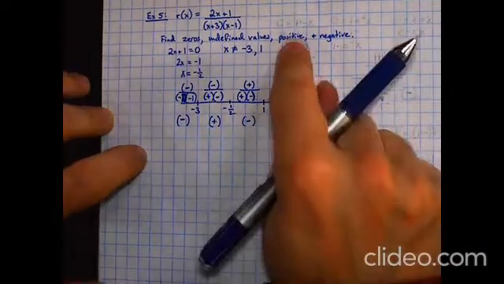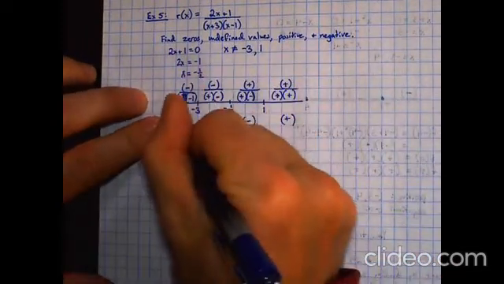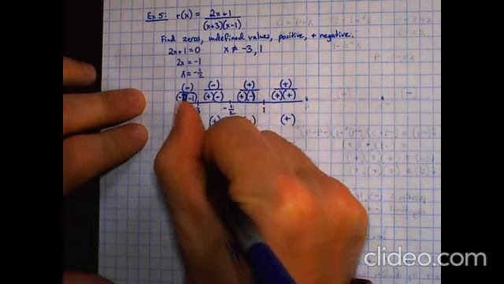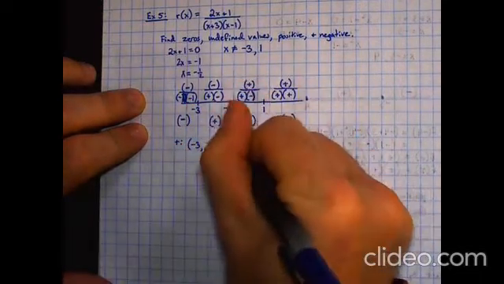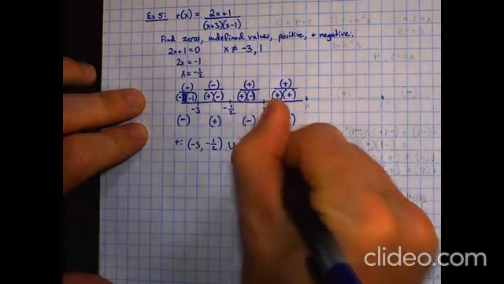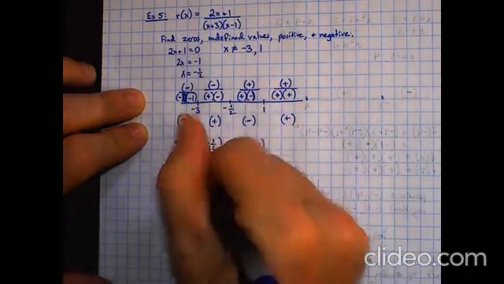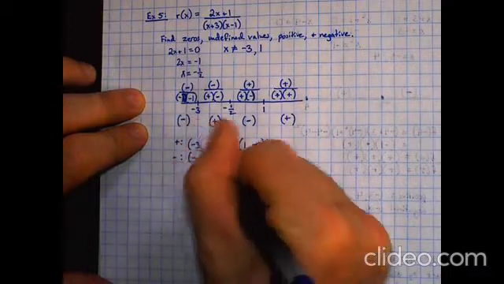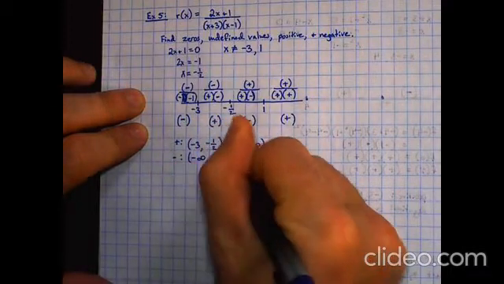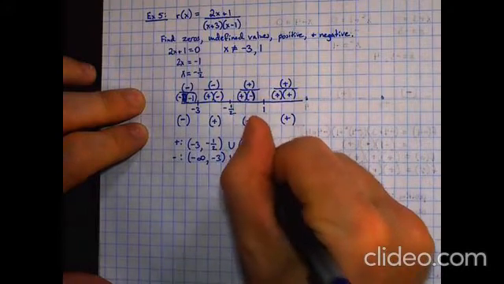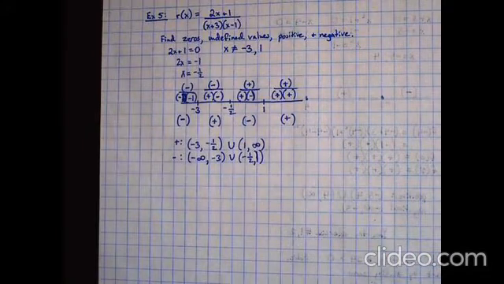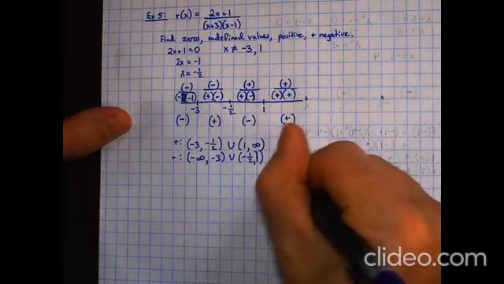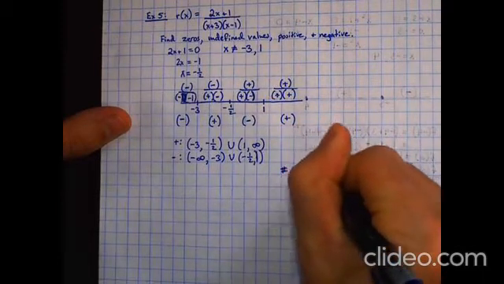So for values that make this thing positive, so positive are going to be between -3 and -1/2, and also 1 to infinity. And x values that make this negative, -infinity to -3, and -1/2 to 1. I want you to go ahead and try numbers 22 and 25.